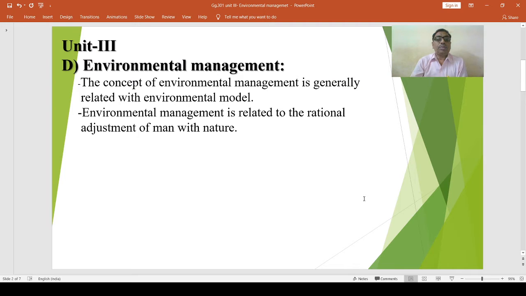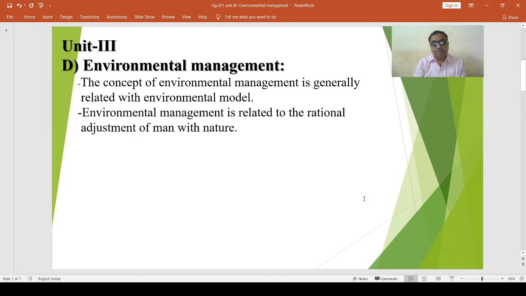Today we are going to discuss the third unit, and the topic is environmental management. The concept of environmental management is generally related with the environmental model.